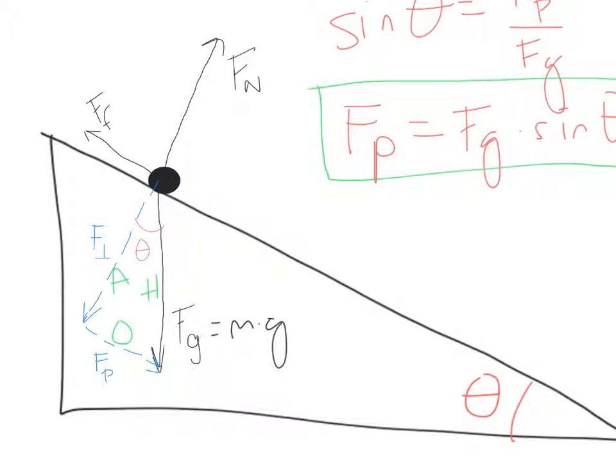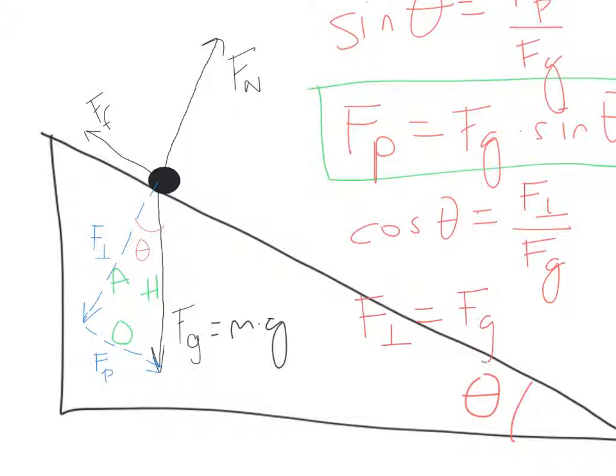Now let's take a second and do that same thing to find F perpendicular. To find F perpendicular, we're looking for the adjacent side, and we'll know the hypotenuse. So that would be cosine of theta equals the adjacent side, which is F perpendicular, over the hypotenuse, which is the force of gravity. Alright, and if we solve that for F perpendicular, we multiply both sides by Fg, and we get Fg cosine theta.